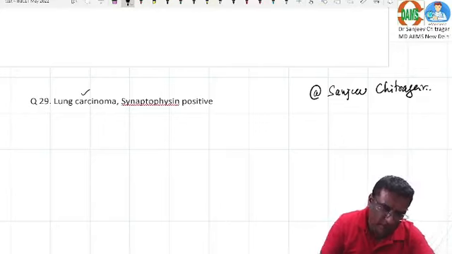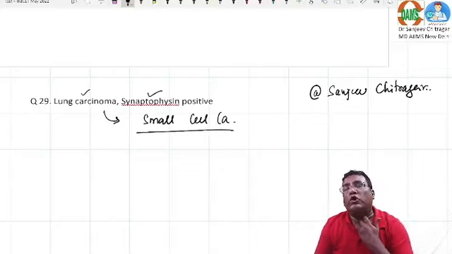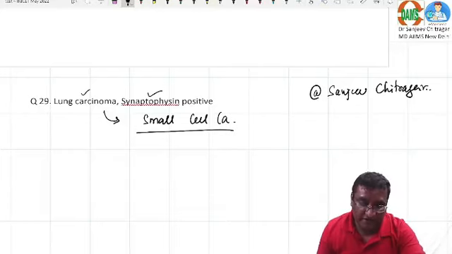So they had given a lung mass, synaptophysin positive. If this was the case, then the diagnosis will be small cell carcinoma. Small cell carcinoma is also neuroendocrine in origin. So it will also be having chromogranin and synaptophysin positivity.